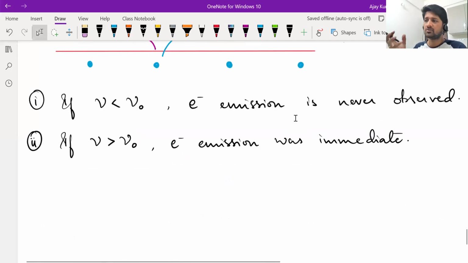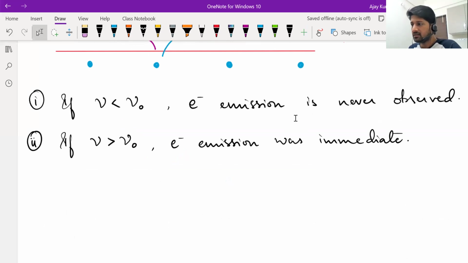So electrons don't wait to attain sufficient energy from the waves. For a wave to supply energy to the electron, it takes time. A wave is a distribution of energy, and for all that energy to go to the electron, it takes a little bit of time. But it was found that photoelectric emission is independent of time once the frequency is more than threshold frequency. This also led them to doubt the wave nature of light.